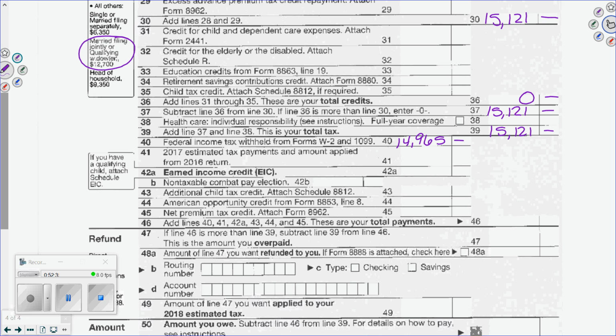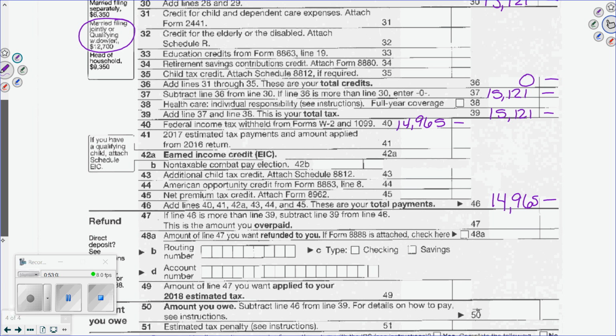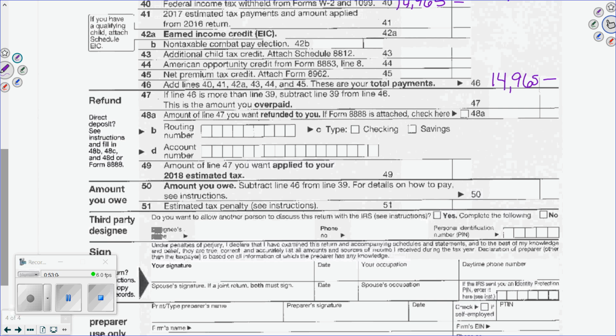Line 41, estimated tax payment. People are weird and they do that. We don't have to worry about that. Earned income credit. This has to do with kids and how much money you made, how many children you had. We're not going to fall under that. We're not going to talk about that stuff. So the rest of that we're not going to have. So line 46, just our federal income tax, $14,965. There's just too many weird scenarios, I could never hit them all.